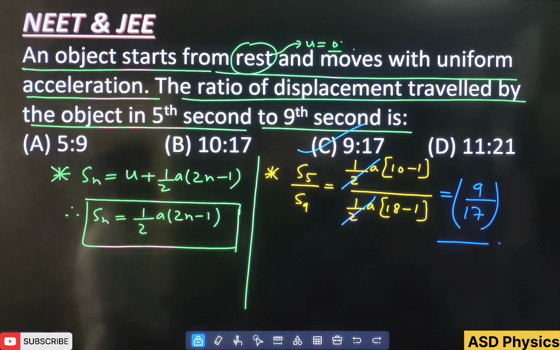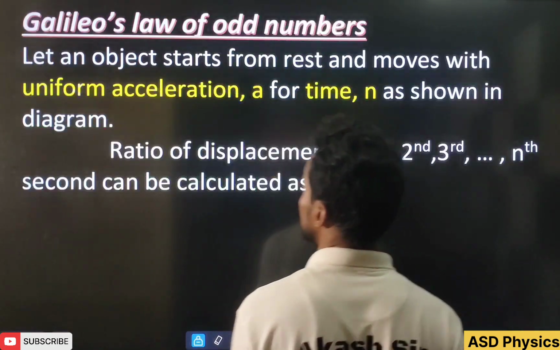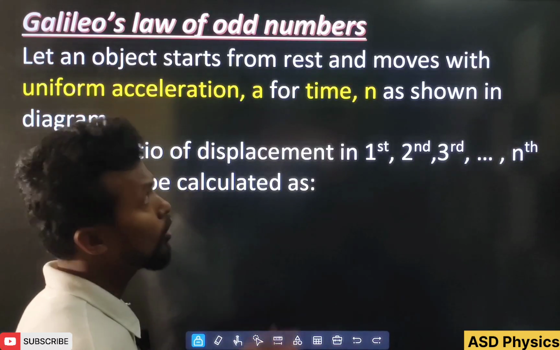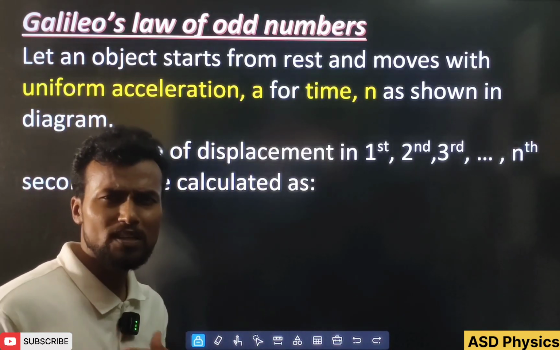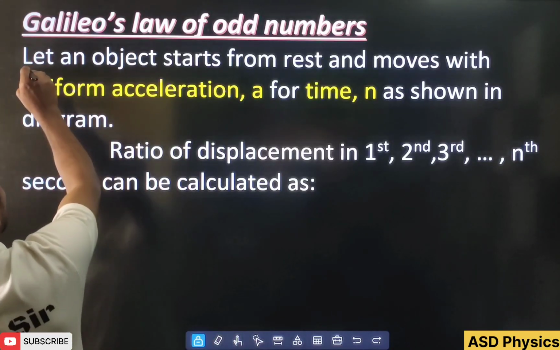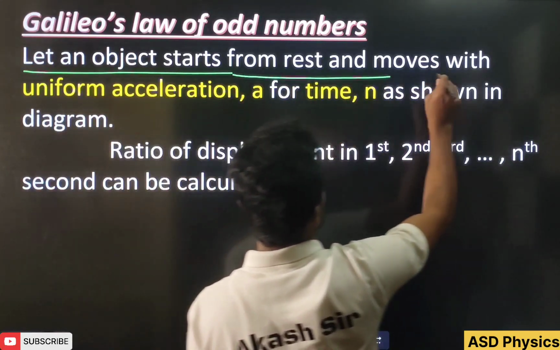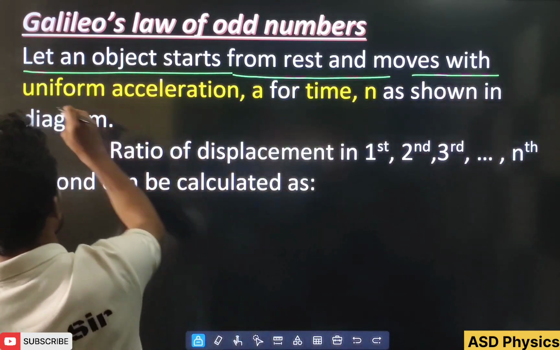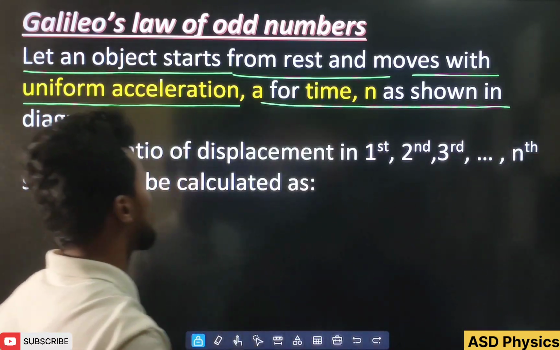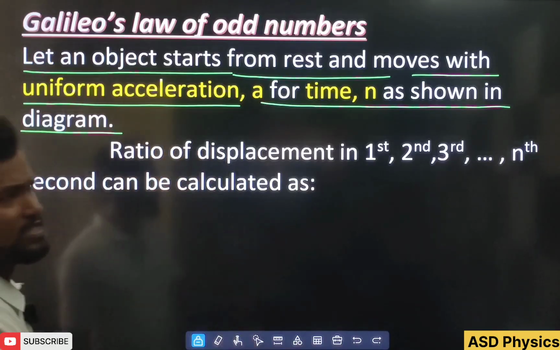Okay, great. So after that we'll see. From here, questions used to come a lot: Galileo's law of odd numbers. Odd numbers you know very well, like 1, 3, 5, 7, like this. Based upon that you will see the final expression. So see here, let an object start from rest and move with a uniform acceleration a for time n, as shown in the diagram. Now that we have seen already.